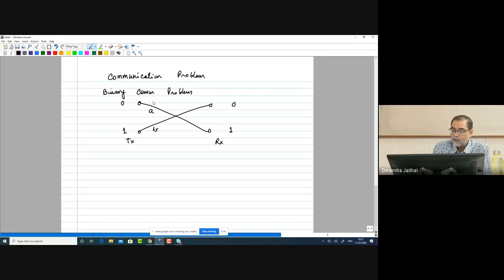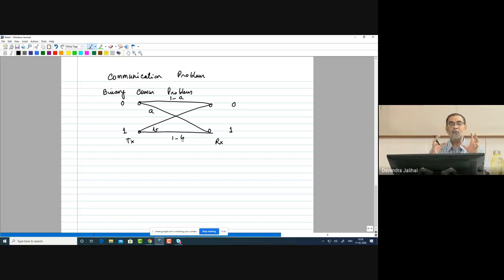On transmitting 0, most of the time, that is probability 1 minus A, I receive a 0, which is a healthy thing to happen. You transmit a 0, you expect to receive a 0. Similarly, on transmitting 1, you expect to see a 1 at the receiver, and that with a probability of 1 minus B. So this is the model of a communication problem where we admit errors. We're not going to claim that our communication is an error-free process.